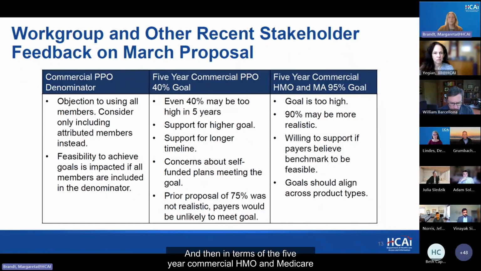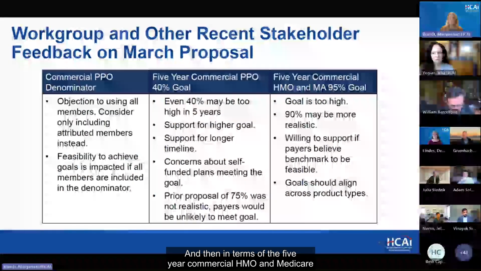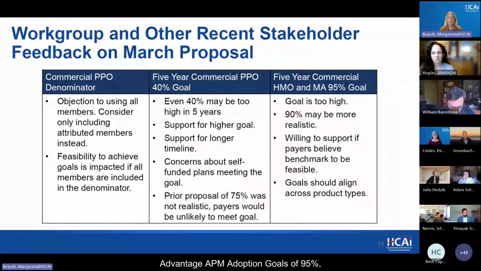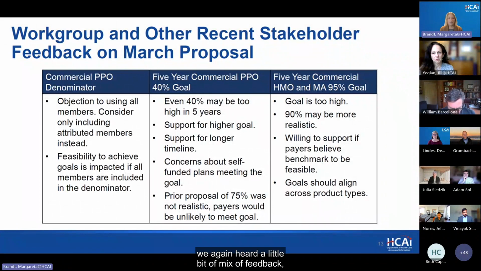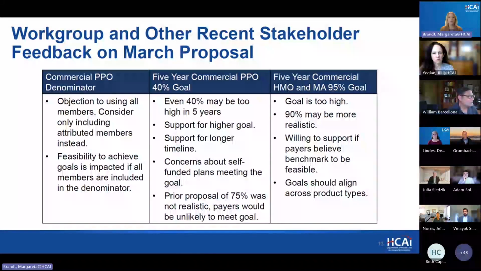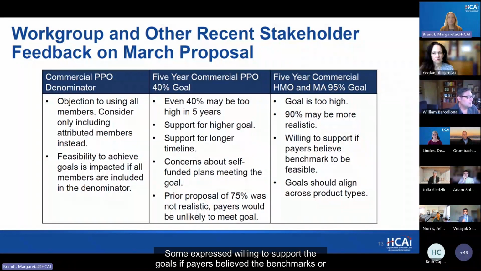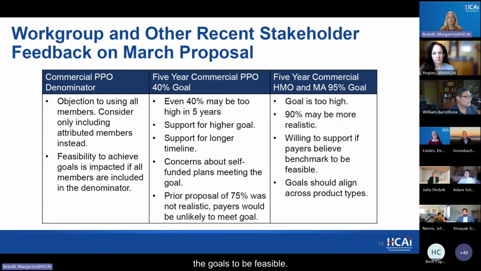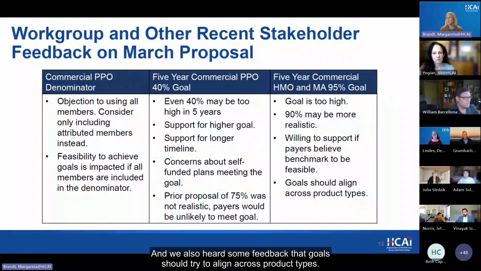And then in terms of the 5-year commercial HMO and Medicare Advantage APM adoption goals of 95%, we again heard a little bit of a mix of feedback, but that potentially the goal was too high over 5 years, that 90% may be more realistic. Some expressed willingness to support the goals if payers believed the benchmarks to be feasible. And we also heard some feedback that goals should try to align across product types.